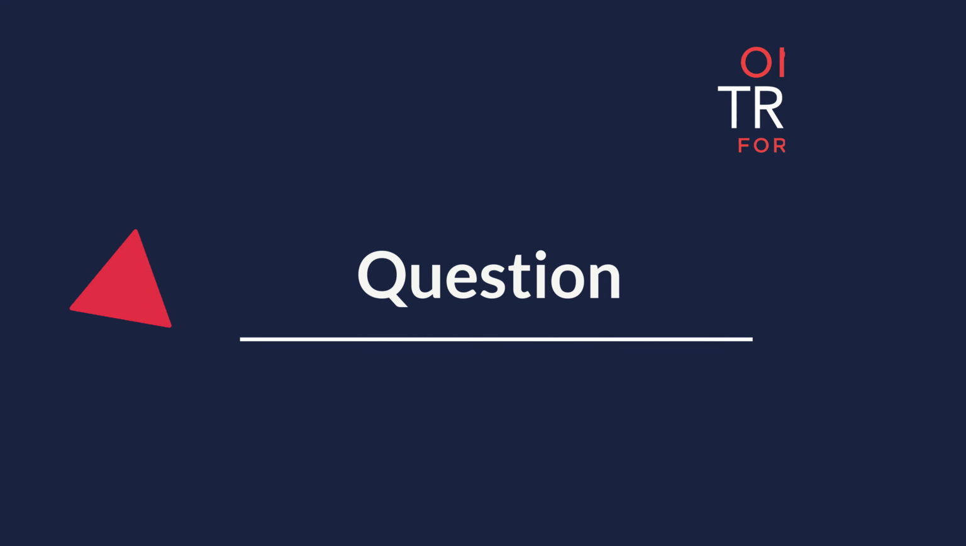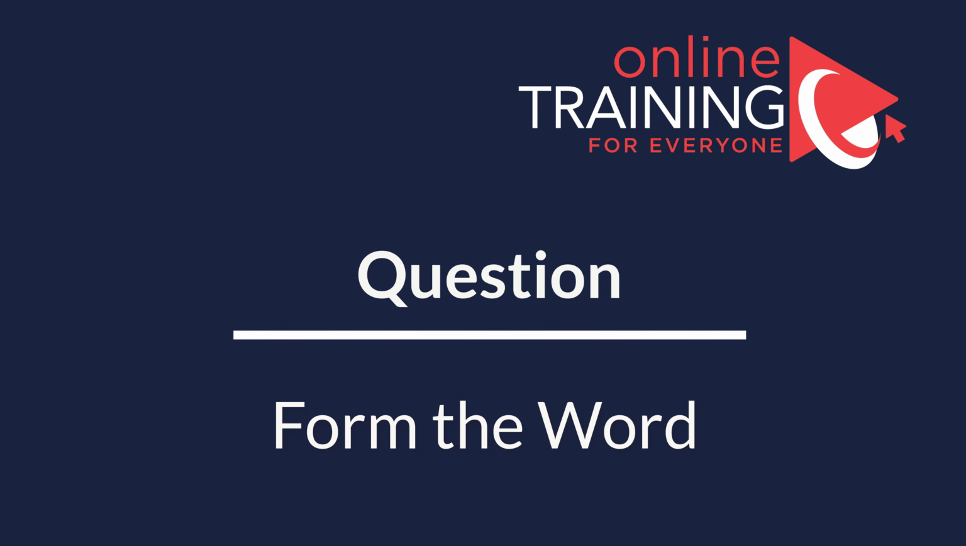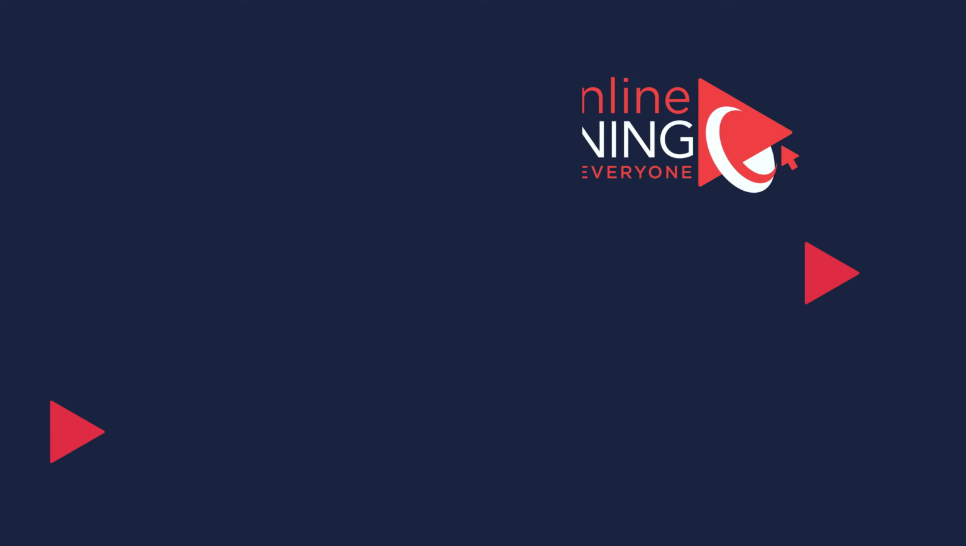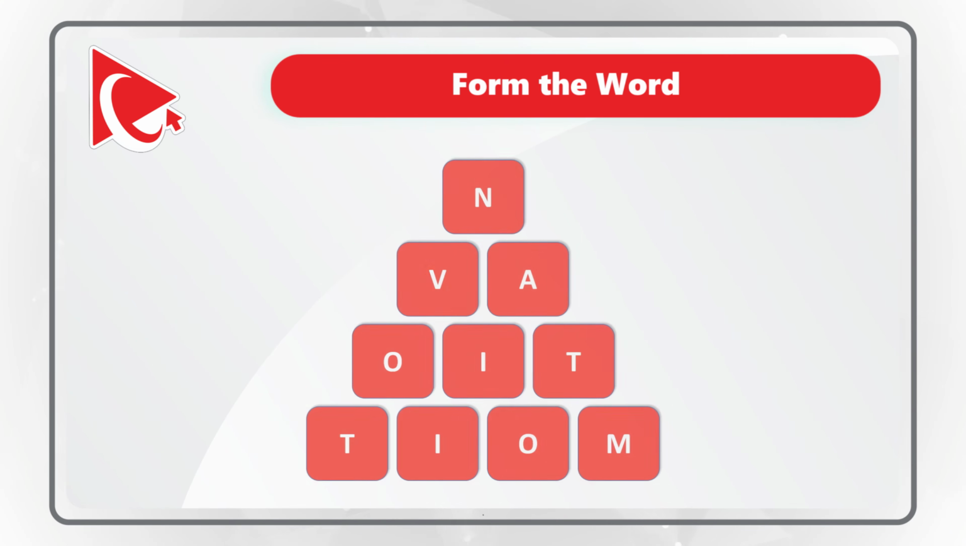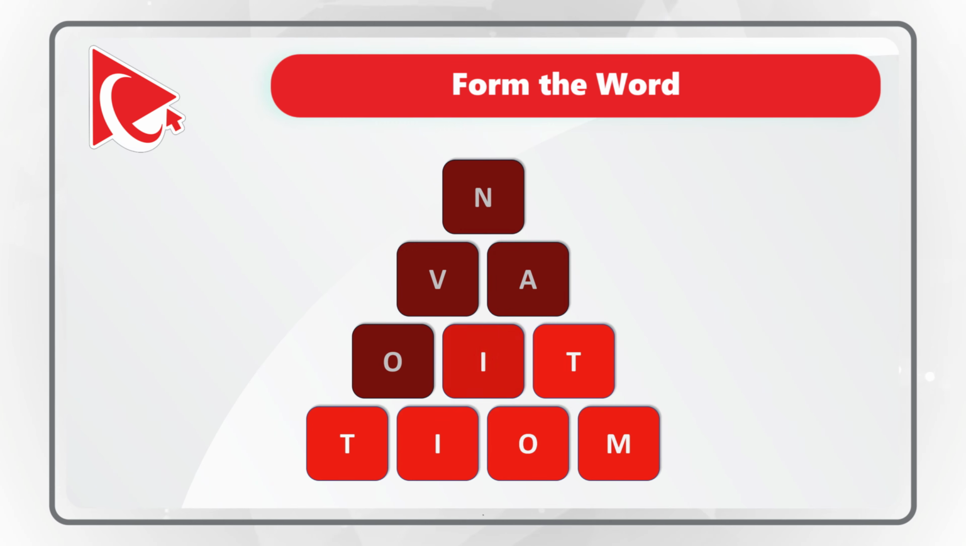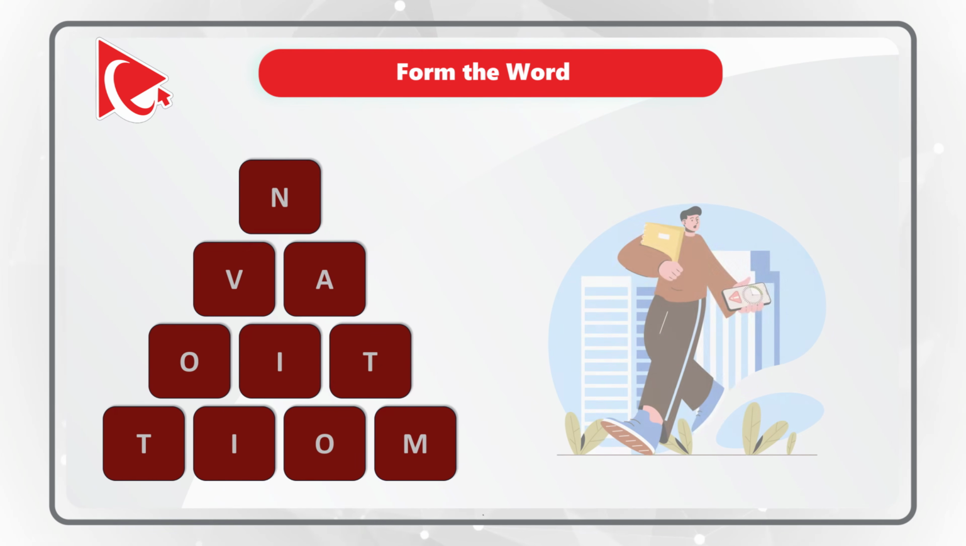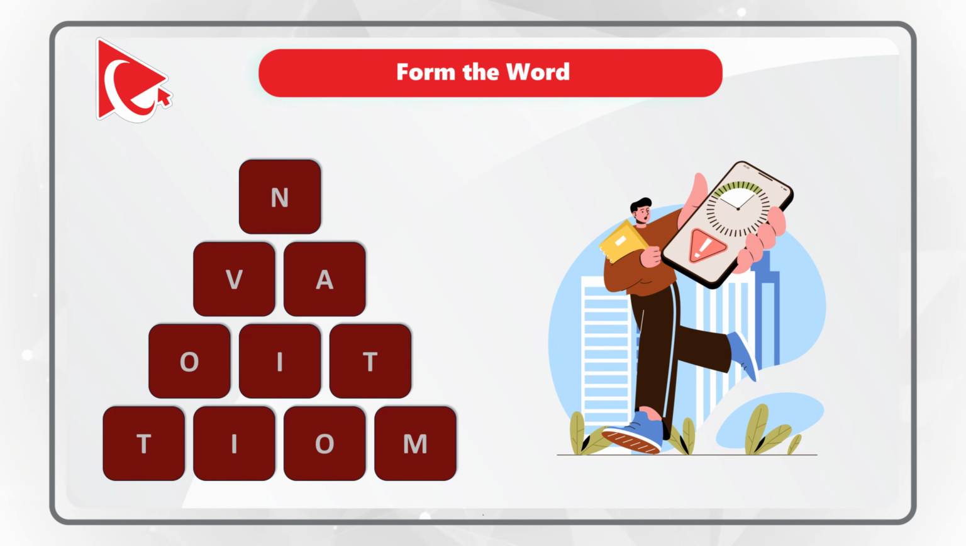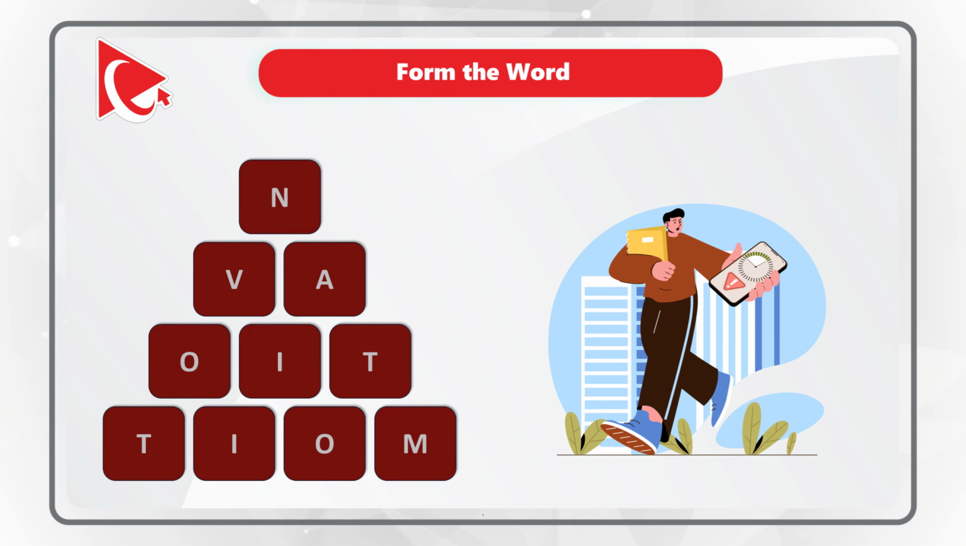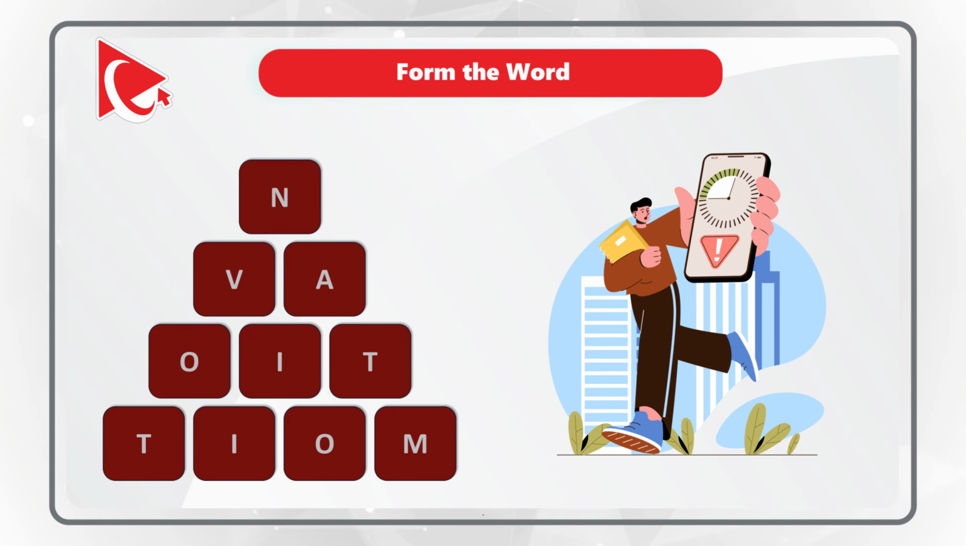One of the very hard challenges is forming the words using a certain number of letters of the English alphabet. In this question, you're presented with 10 letters, and you need to form the word using all the letters only once. The letters are N, V, A, O, I, T, T, I, O, M. Do you see the word here? Give yourself a little bit of time, maybe 20 to 30 seconds. Hopefully you solved it, because I am moving forward and revealing the solution.